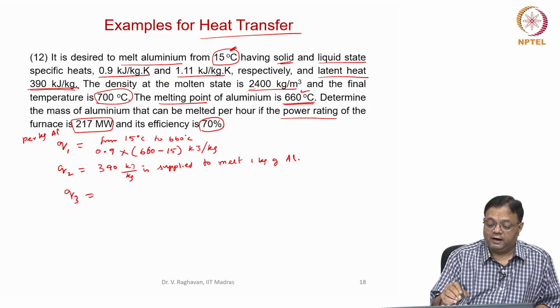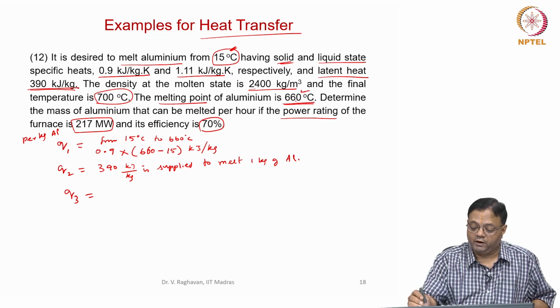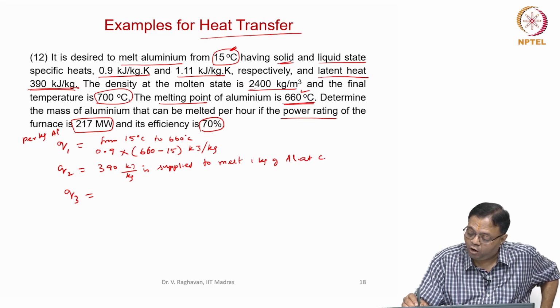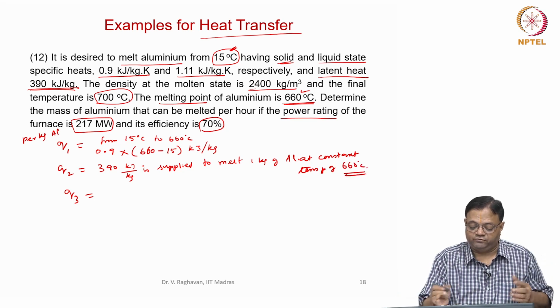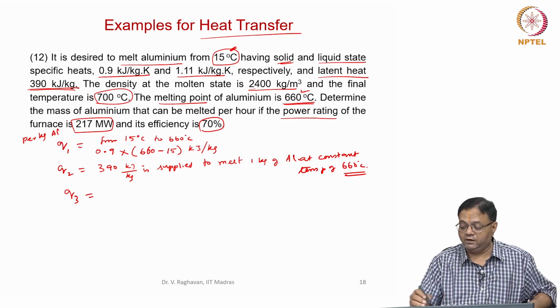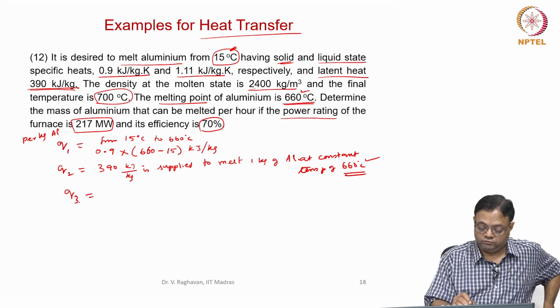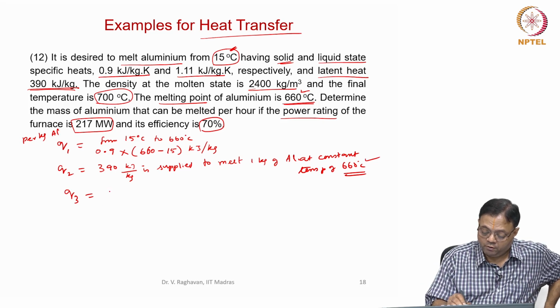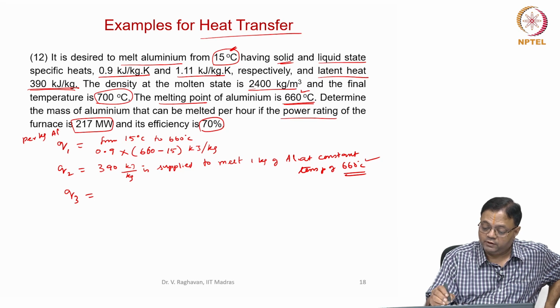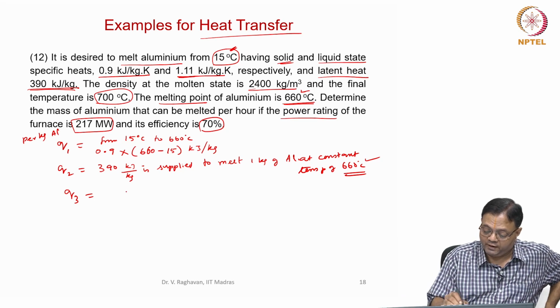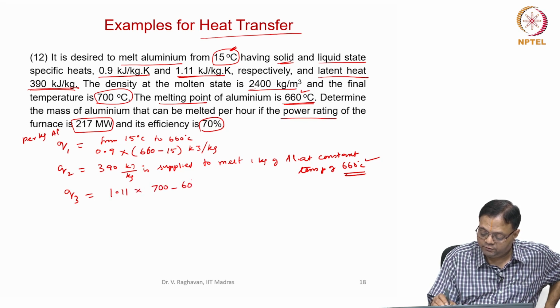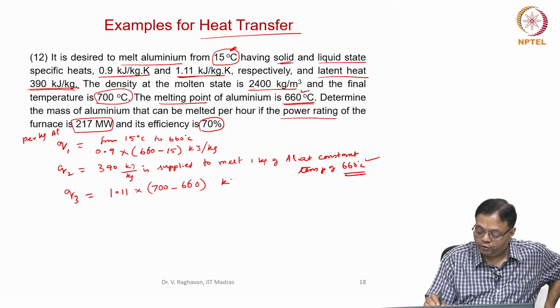Then Q3 is raising the temperature from the 660 melting point. Because at the constant temperature of 660 degrees Celsius, when there is a phase change from solid to liquid, the temperature remains constant. Of course, here the pressure also remains constant. So Q3 is the liquid-state specific heat, 1.11, into delta T, that is 700 minus 660. This is also kilojoule per kg.